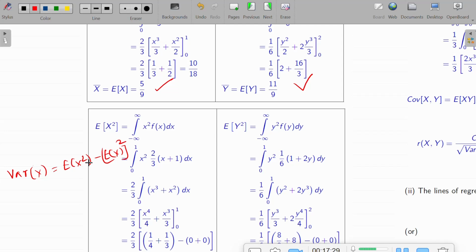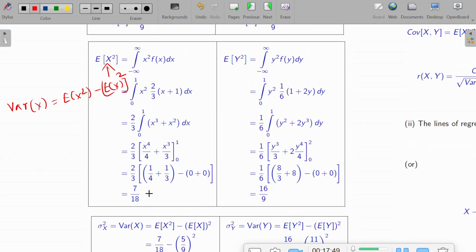This is applicable for the same y. So I have to find expectation of x square. So the same logic: it is the integral from minus infinity to infinity of x square f of x, and the range of your x is 0 to 1. So x square times (2 by 3 x plus 1) dx. Proceeding again with an integration, we will get the value of your expectation of x as 7 by 18. Similarly, on proceeding with expectation of y square, we'll get 16 by 9.